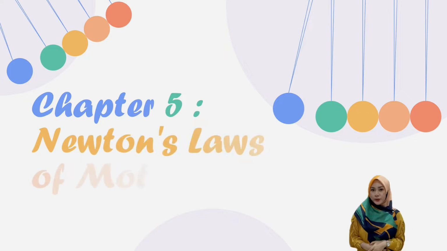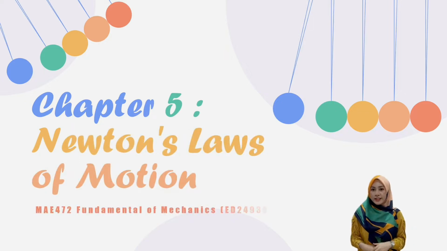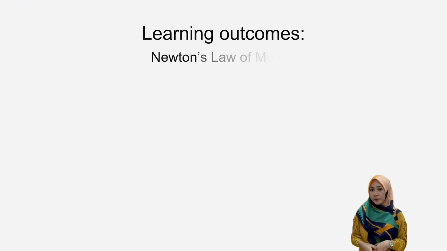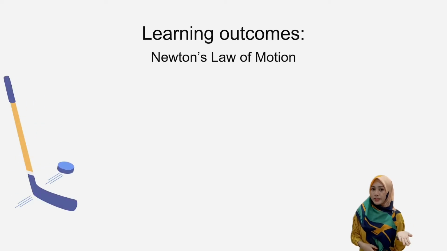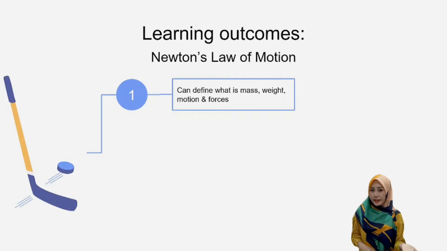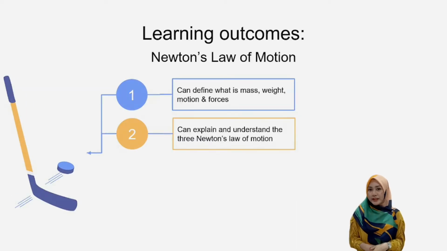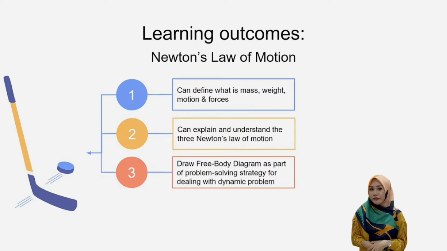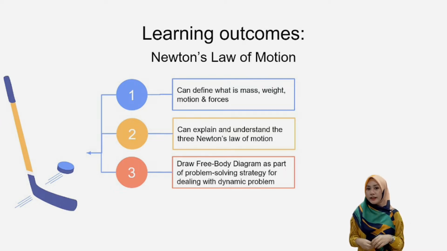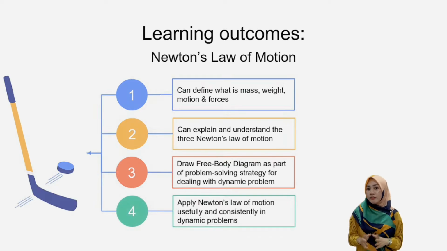Chapter 5, Newton's Laws of Motion. The learning outcomes for this topic are: can define what is mass, weight, motion, and forces; can explain and understand the three Newton's Laws of Motion; draw free body diagram as part of problem-solving strategy for dealing with dynamic problems; and apply Newton's Laws of Motion usefully and consistently in dynamic problems.